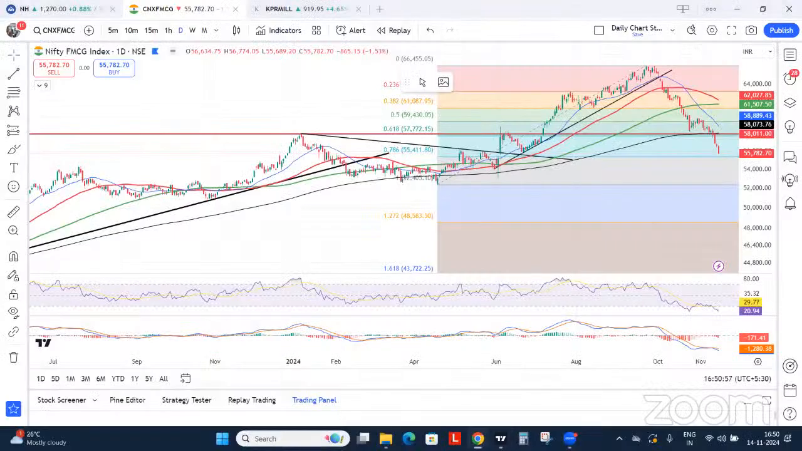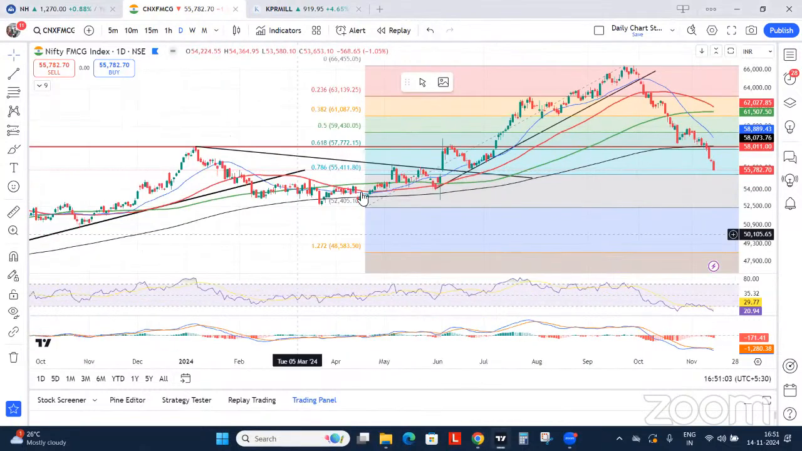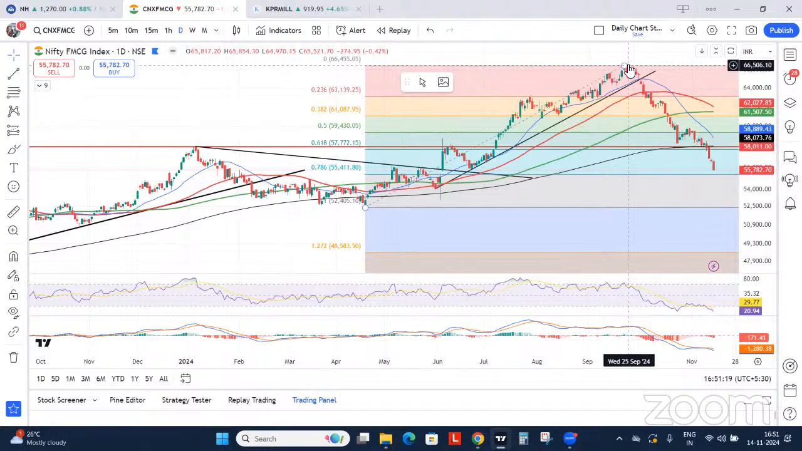So first one is Nifty FMCG. This is the Nifty FMCG daily chart, and you can see clearly that from last September onwards, it's a one-sided show from the FMCG sector, where there is no kind of support. It made a high around 66,500, but right now it's trading at almost 55 or 56,000. So almost 10,000 points have vanished in just 1.5 months.